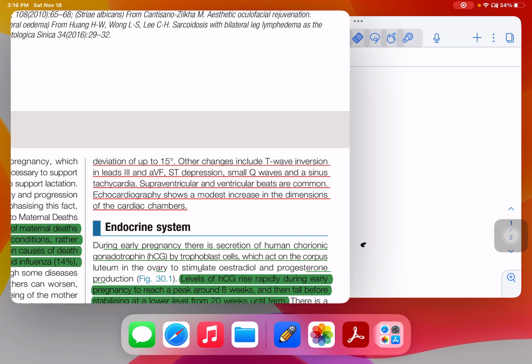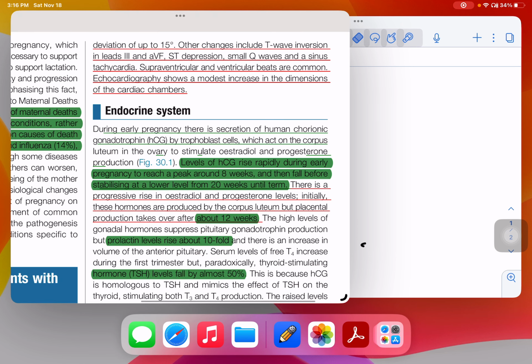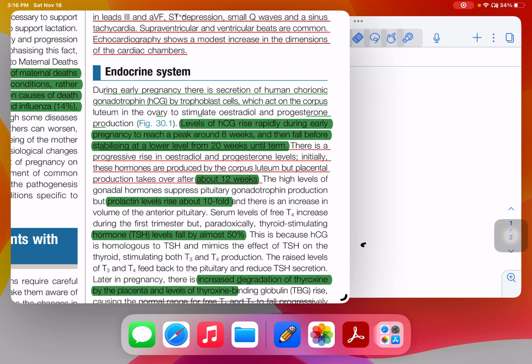Now I'll discuss the changes of the endocrine system during pregnancy. During early pregnancy, there is secretion of human chorionic gonadotropin by the trophoblast, which acts on the corpus luteum in the ovary to stimulate estradiol and progesterone production. The level of beta HCG rapidly rises in early pregnancy to reach a peak at about 8 weeks, then falls before stabilizing at a lower level before 20 weeks until term.